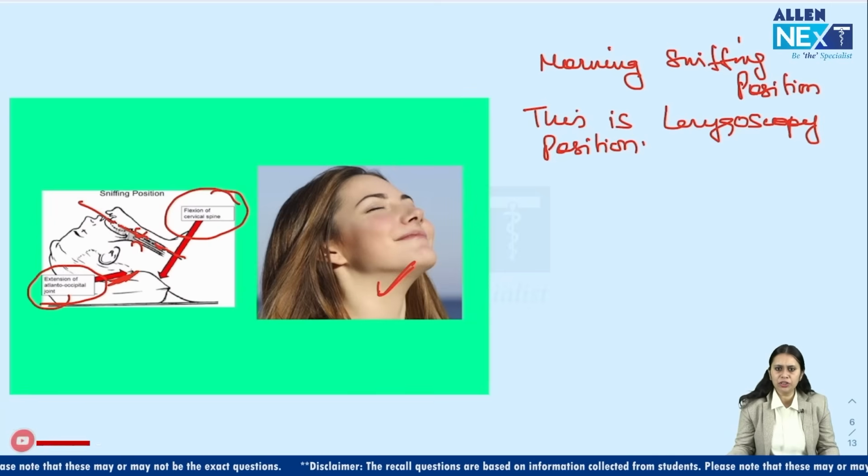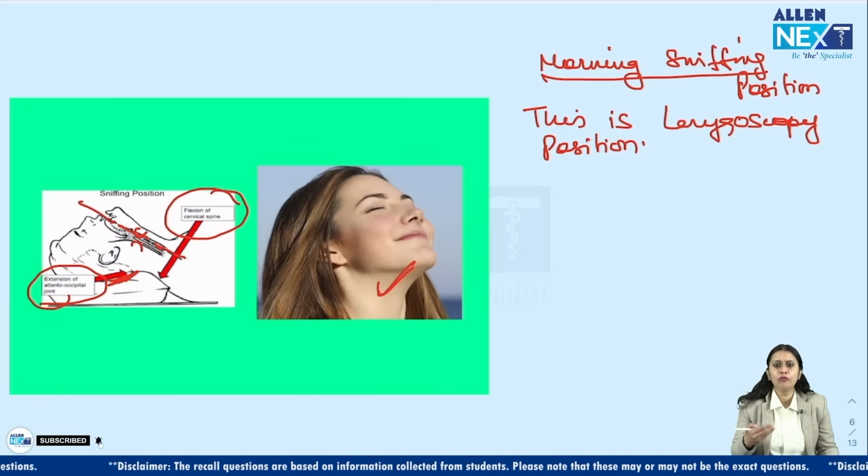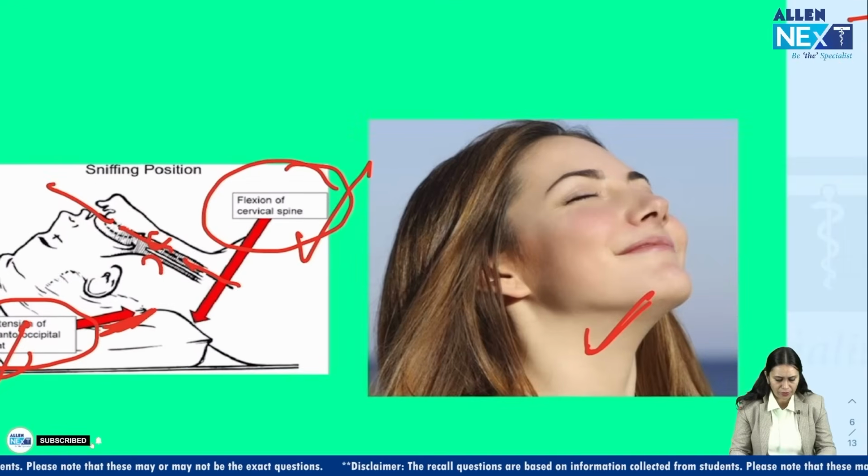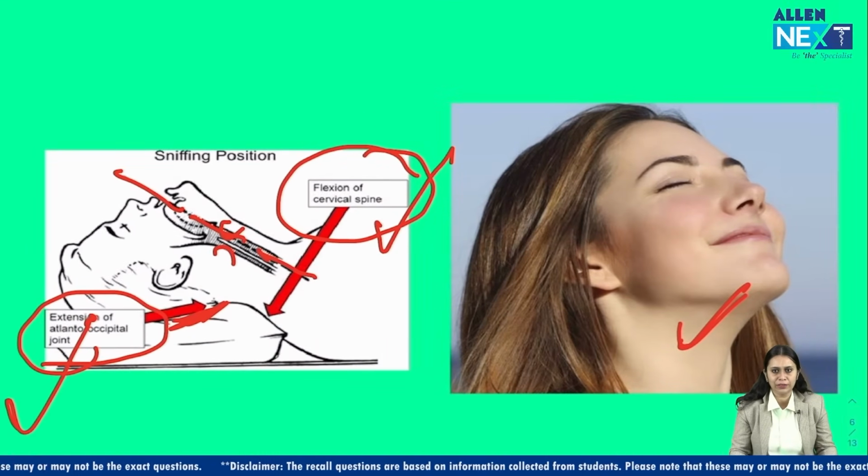What are the probable questions which can be asked? An image can be given, and they ask what is the position. So this would be extension of head, flexion of neck. This is laryngoscopy position. The next question which can be asked is, what is the name of laryngoscopy position? Answer is morning sniffing position. Then a next question can be asked, what is the movement of the joint in morning sniffing position or laryngoscopy position? Answer is extension of head and flexion of neck. Got my point? So this is our morning sniffing position.